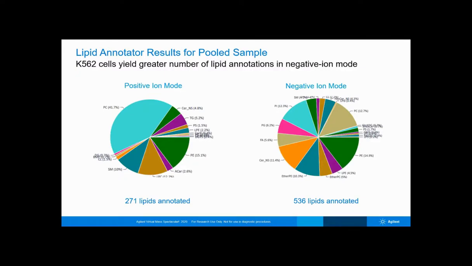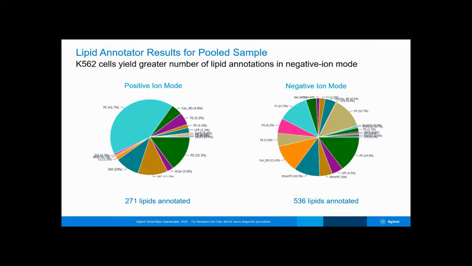Okay, so here we have the results of a single pooled K562 lipid extract that represents the 32 samples. This single sample was analyzed by iterative MS-MS. These figures show lipid annotator results for positive and negative ion modes. For each ionization mode, 5 iterative MS-MS data files were acquired and analyzed.